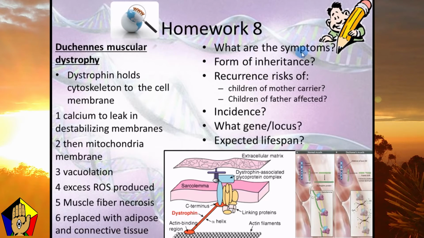So what are the symptoms? This is at a cellular level. What are the symptoms? How do they inherit this? So what's the form of inheritance? Is it autosomal recessive, autosomal dominant? Okay? Is it primary mutations? Right? What's the recurrence risk if the child has a mother that's a carrier? What's the recurrence risk if the child has a father that's affected, not a carrier but affected? Which kind of gave away number 1. Right? What's the incidence of the disorder? What's the gene and the locus that's affected? And what's the life expectancy? Go ahead and pause and then come back when you're ready.